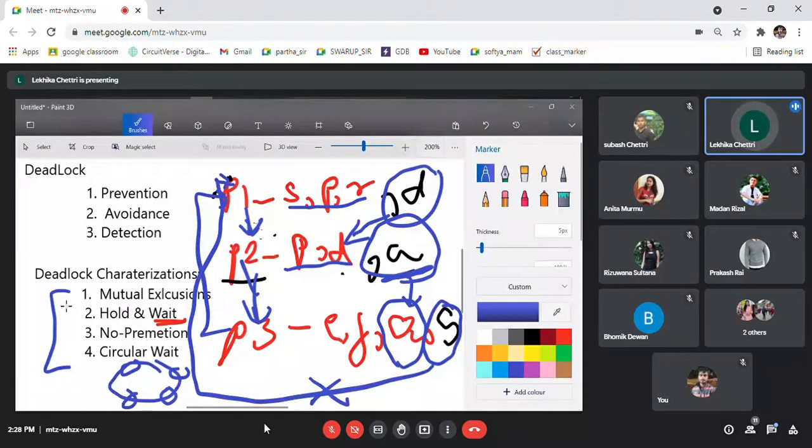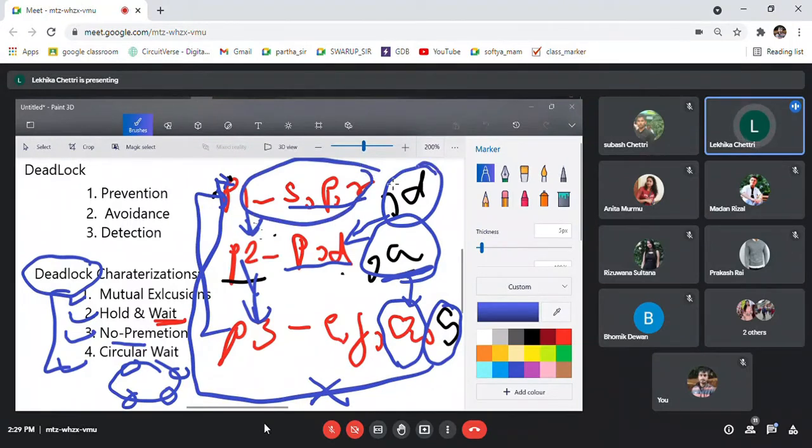Now, if mutual exclusion is there, hold and wait is there, no preemption is there, and circular wait is there, then definitely deadlock will occur. Now we have circular wait, and because there is a circular wait, none of the processes is ready to preempt. That means nobody is releasing any resource, so no preemption is there, and everybody is holding. P1 is holding and waiting for D.